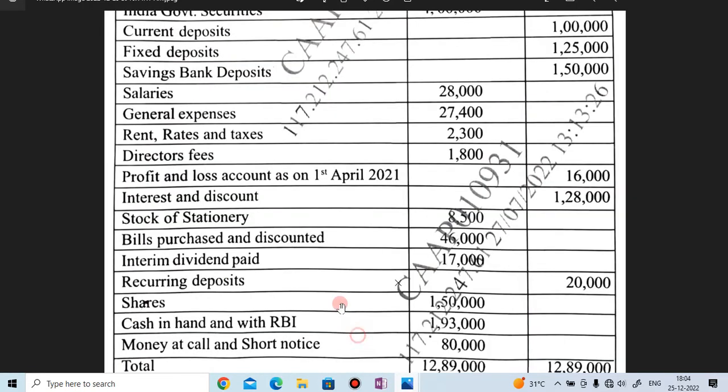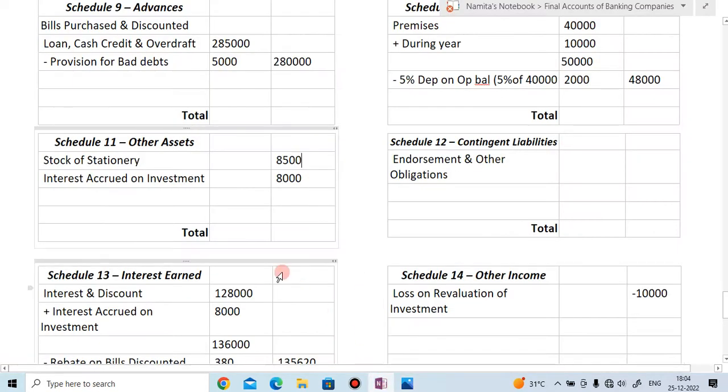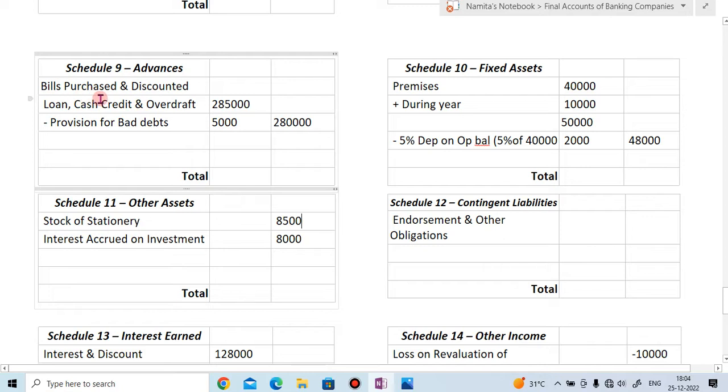After stock of stationery, next is bill purchase and discount 46,000. Bill purchase and discount schedule number 9, advances, okay. So bill purchased and discount, there is no adjustment, so directly write in the outer column 46,000.